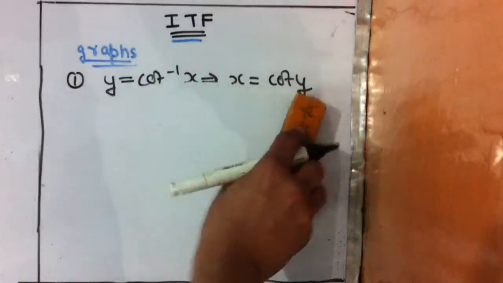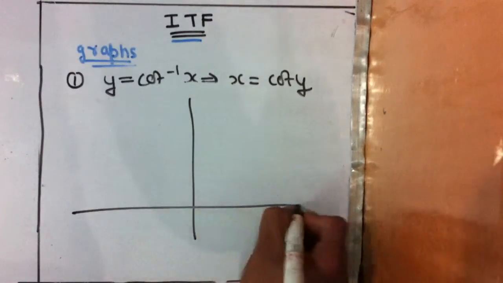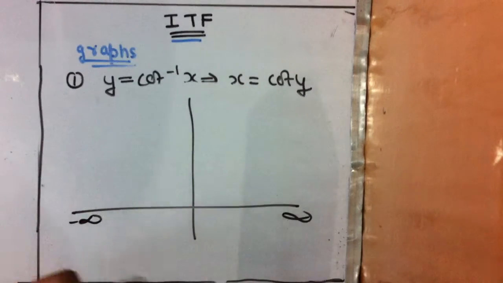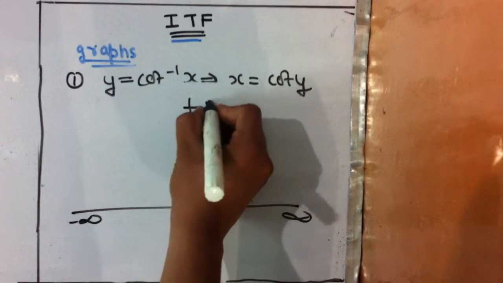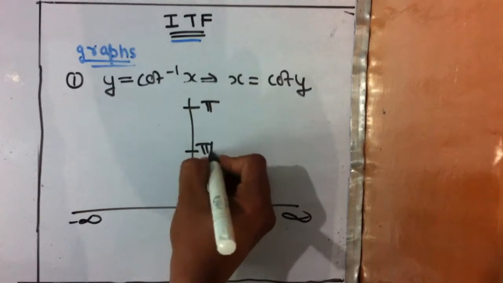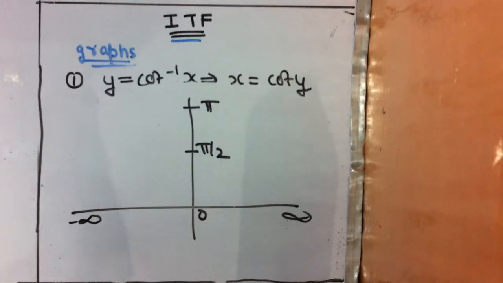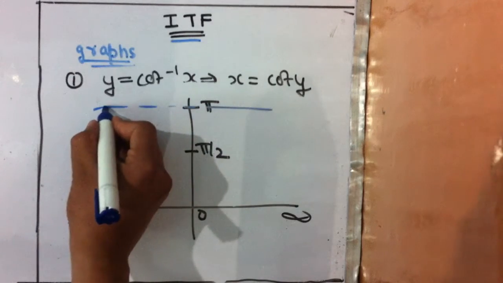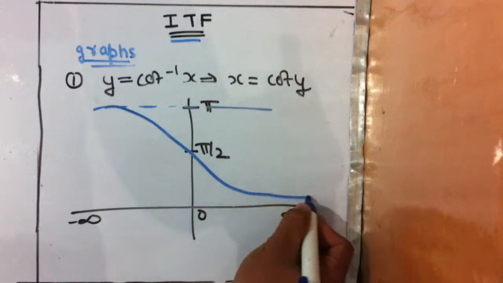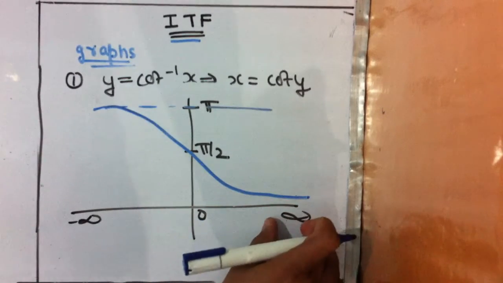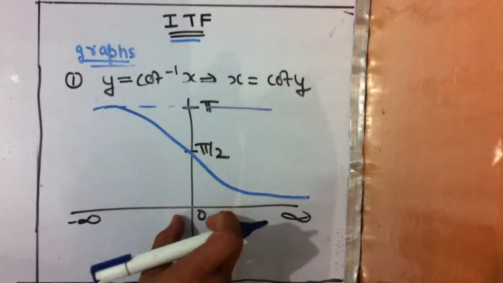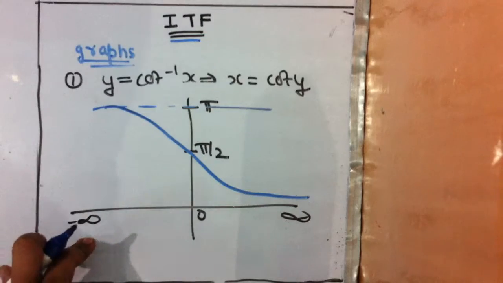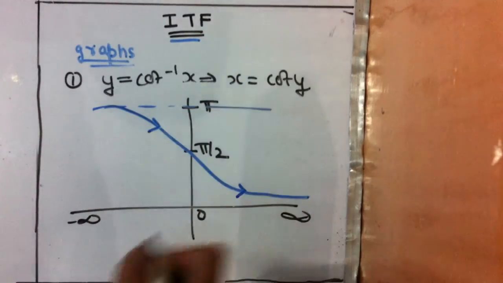Now for tracing the graph of this function, on the x-axis we'll plot minus infinity and infinity, and on the y-axis we'll plot 0 to pi, and for convenience we take pi by 2. As this function is decreasing continuously, the graph would be decreasing. The graph is parallel to the x-axis as x approaches infinity, where its value is 0, and it touches pi as x approaches minus infinity. So the graph is constantly decreasing.